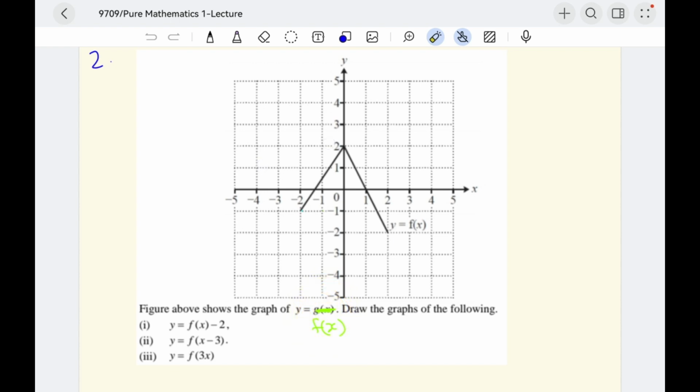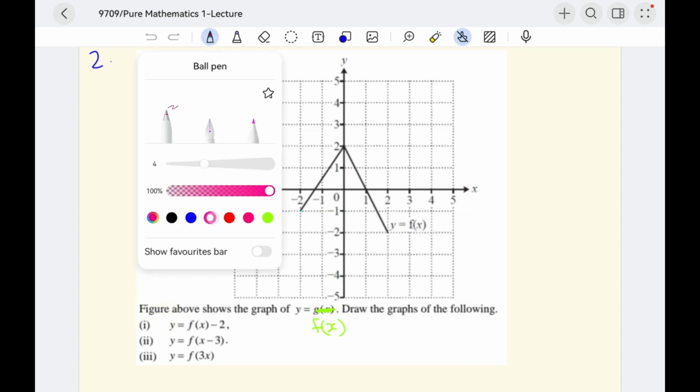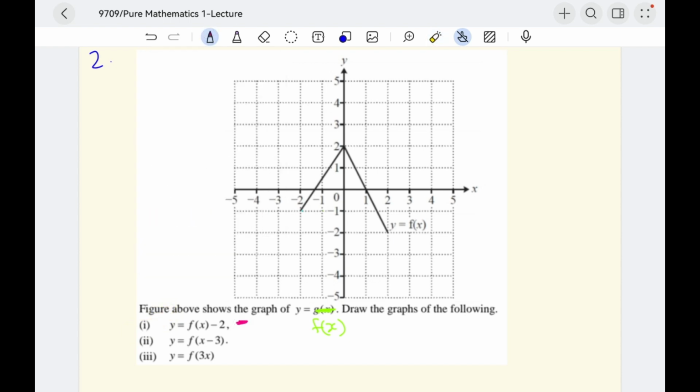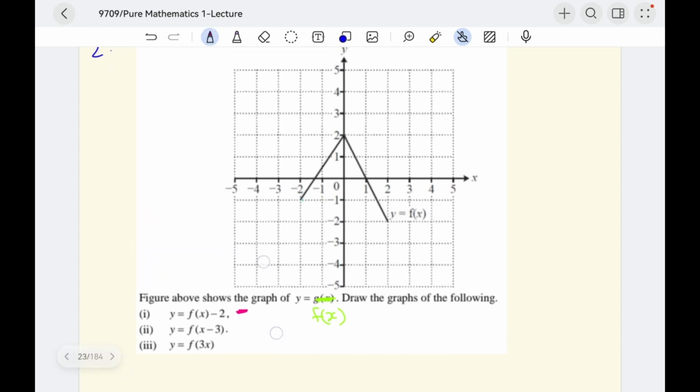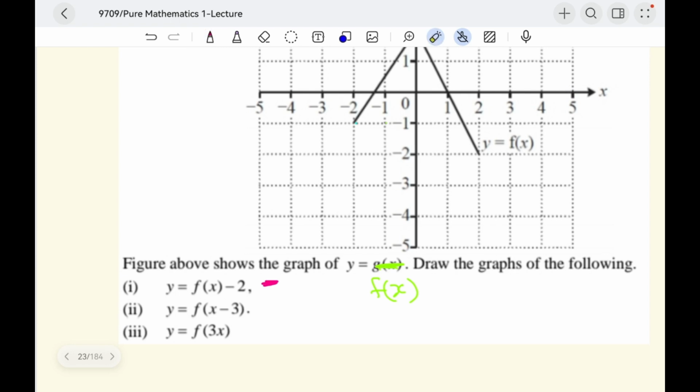For the first part, y equals f(x) minus 2. For the second part, y equals f(x minus 3). The third part is y equals f(3x). Okay? So let's solve the first part. I may use a different color to represent the answer. So, you see, y equals f(x) minus 2.